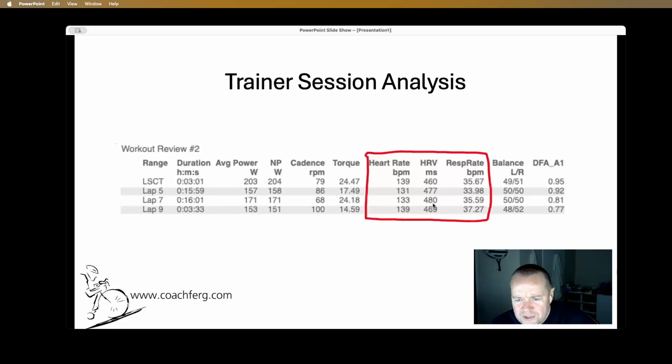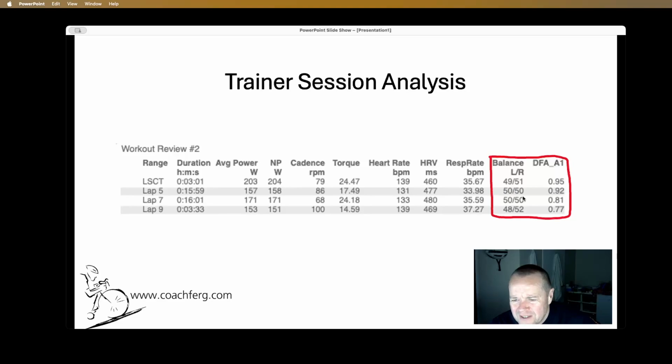Heart rate variability drops down. There can also be a fatigue component to that. The lower the heart rate variability, the more intense the effort, and like heart rate, respiratory rate increases with intensity.